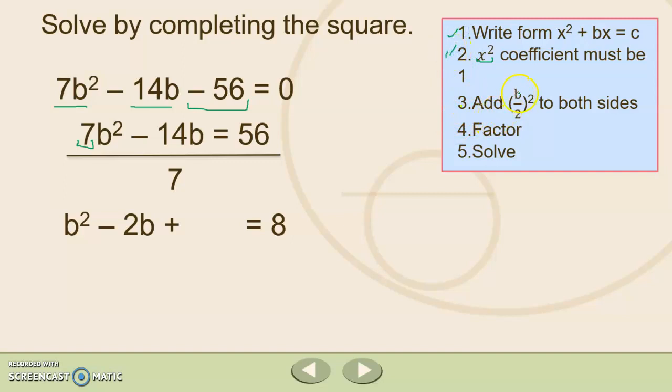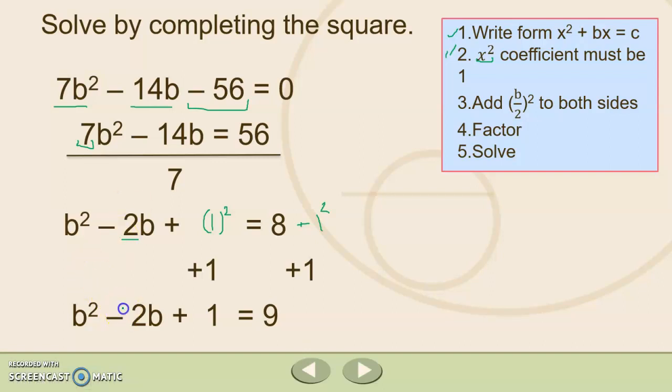Step 3, so I've done 1 and 2. Step 3, add b divided by 2 squared to both sides. So I'm going to take my b, divide it by 2, and square it. Well, 2 divided by 2 is just 1 squared. So 1 squared, and I'm going to add that to both sides. In this case, 1 squared is just 1. We get b squared minus 2b plus 1 equals 9.